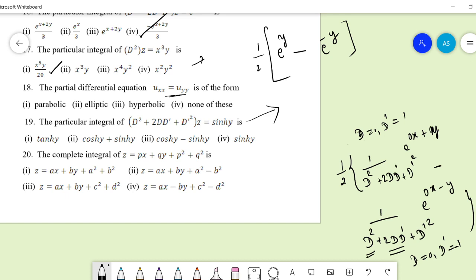So what is our particular integral? e power y minus e power minus y is 2 times sin hy. So the 2 and 2 get cancelled. Sin hy is the exact answer.